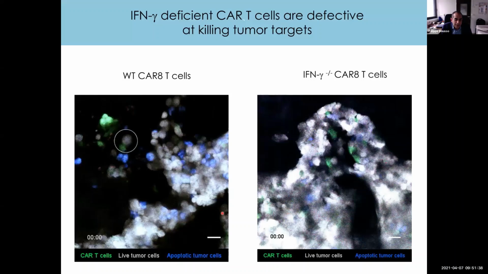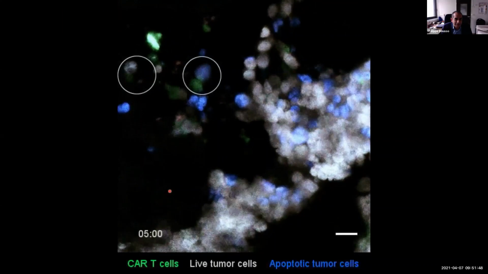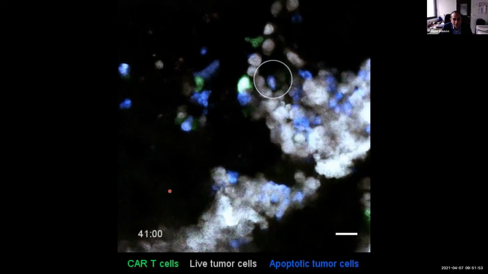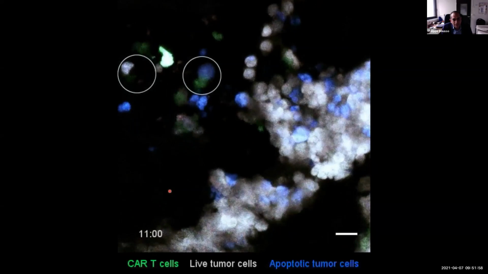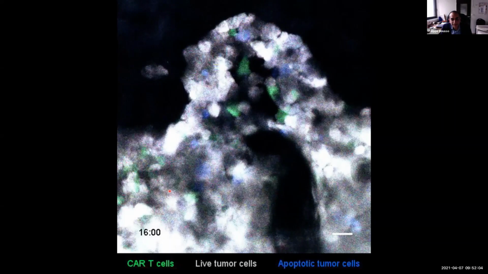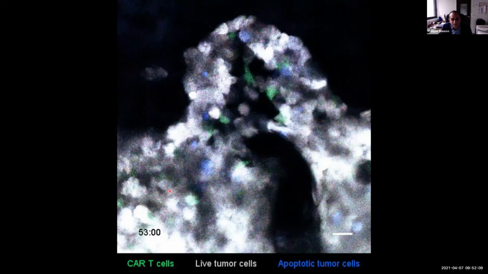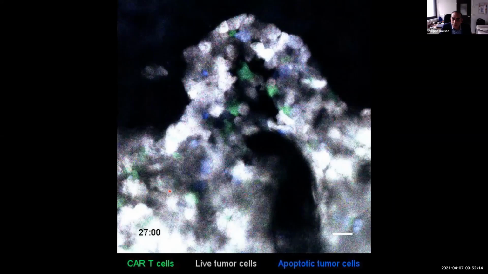And so what we observe again when we inject wild type CAR T cells, and this is done with CAR A T cells, is that we see a lot of killing events. These are shown in all the circles with the prototypical contact, change in color, detachment. But when we do the same with CAR T cells that are deficient for interferon gamma, well, these CAR accumulate very effectively in the tumor. They engage the tumor cells into a relatively stable contact, but we don't see really a lot of killing events.